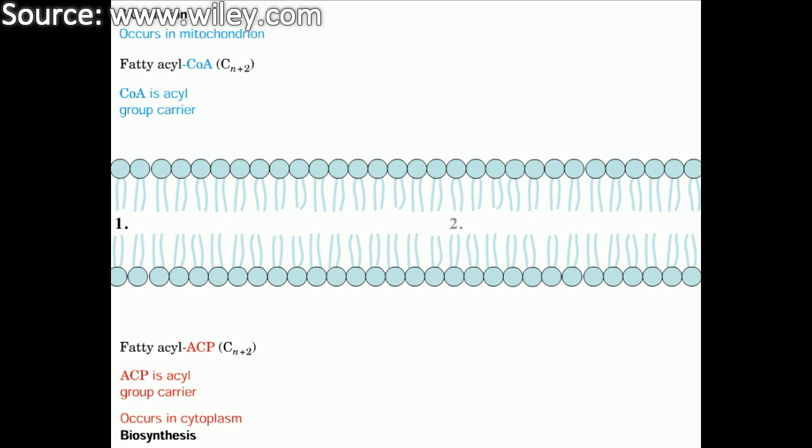Number 2, in beta oxidation CoA is the acyl group carrier. In the biosynthetic pathway, the acyl carrier protein is ACP. This is the acetyl group carrier.